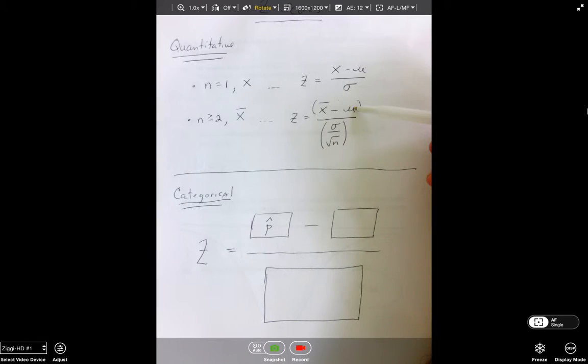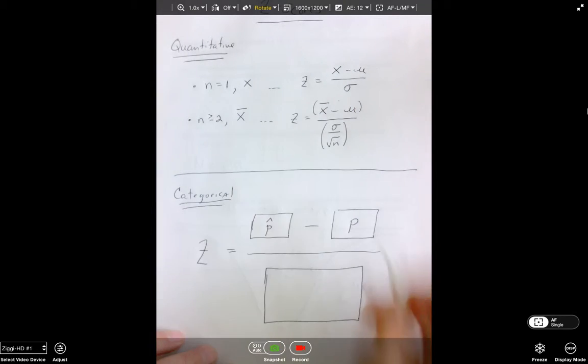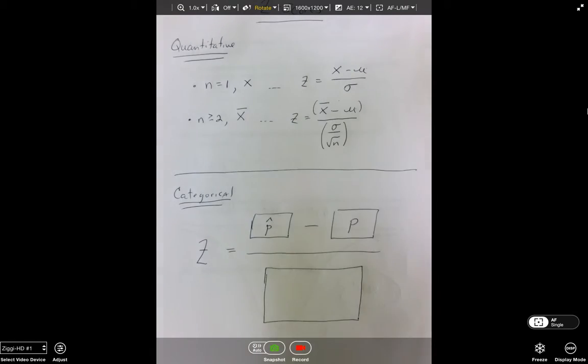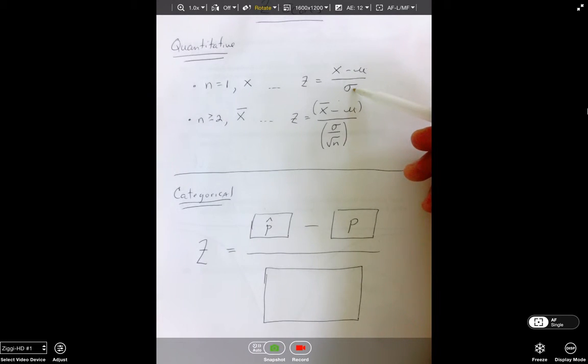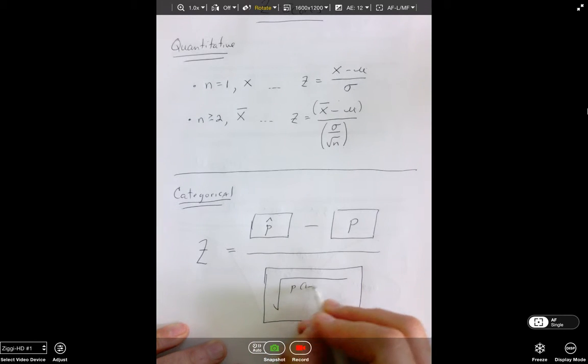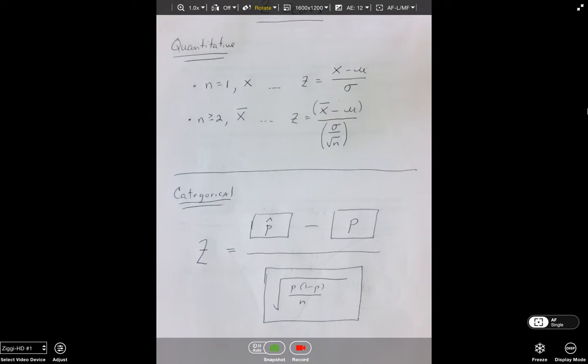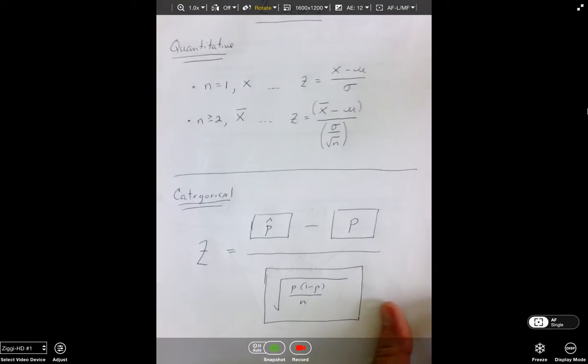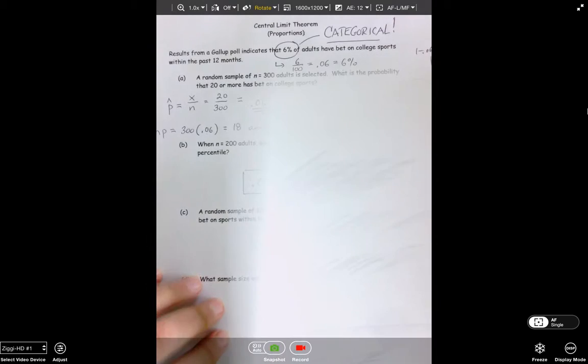Mu is the population mean. The population mean in these types of problems is just p. In the denominator is the standard deviation. We call this the standard error. So it should make sense that the standard error goes right there.